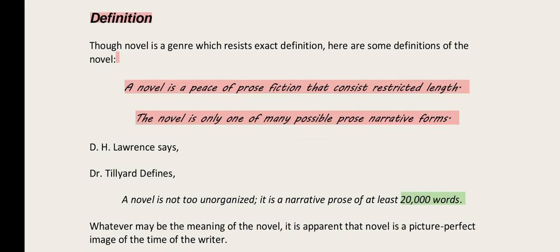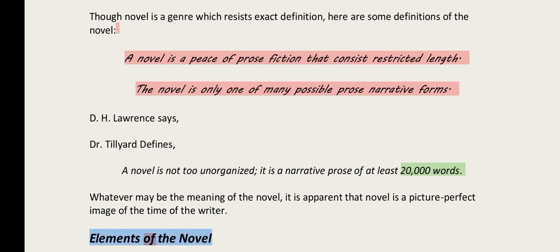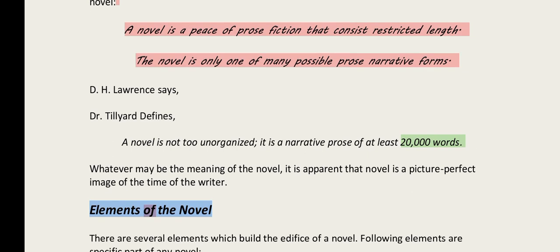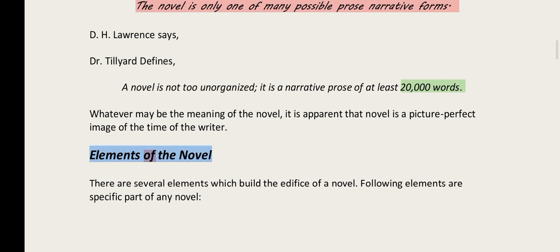Dr. Tillyard defines the novel as not too unorganized. It is a narrative prose of at least 2,000 words. Whatever may be the meaning of the novel, it is apparent that the novel is a picture-perfect image of the time of the writer. So I hope you have got information about the introduction of novel and definition of novel.